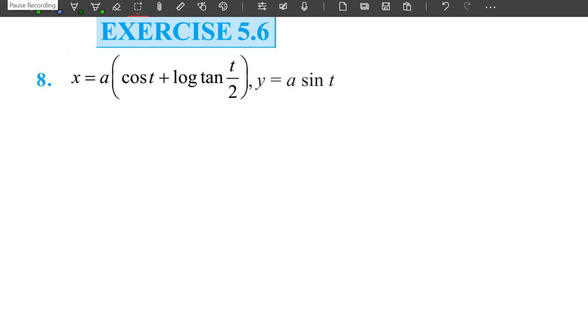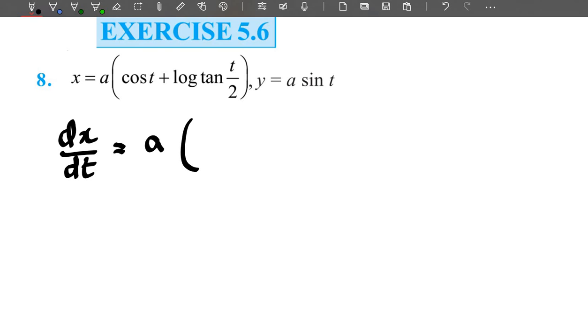Good morning, guys. x is given as a bracket cos t plus log tan t by 2, and y is equal to a sin t. They are in the parametric form. So differentiating with respect to t, because we can see that the common variable there is t. So differentiating with respect to t, dx by dt, because a is a constant there, so we write it in the front.